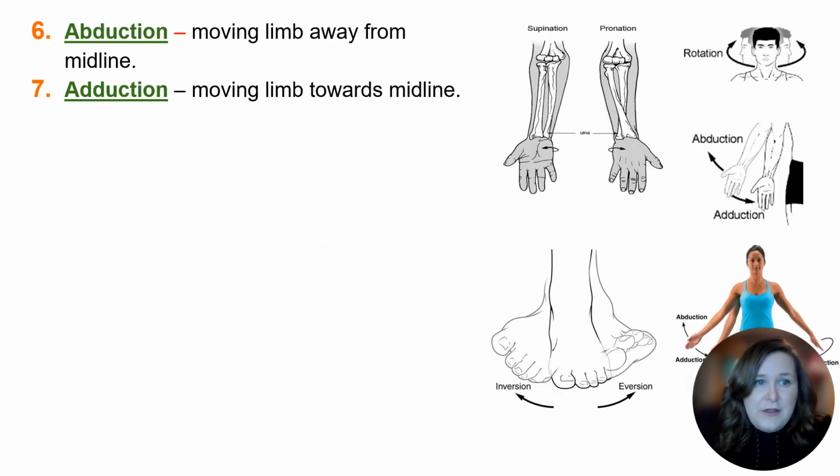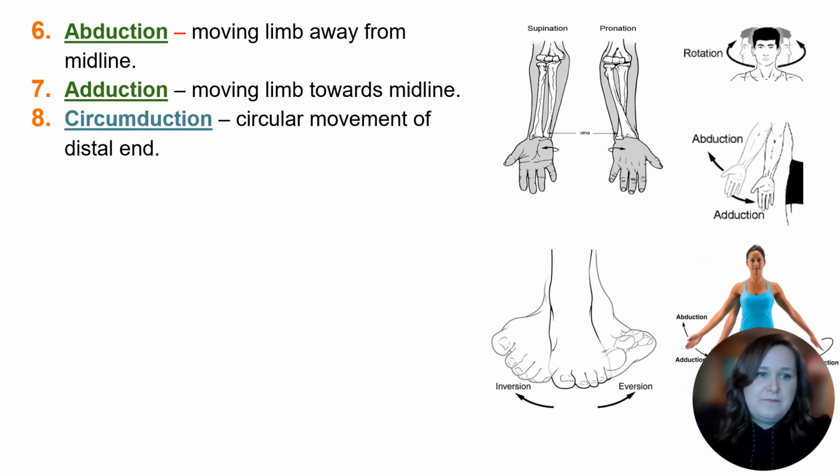Let's talk about these two. We also have abduction. Note the ABD there. This is going to be moving the limb away from the midline. And we have adduction. This is going to be moving the limb towards the midline. So think about this like adding your arms to your middle is an easy way to remember that one.